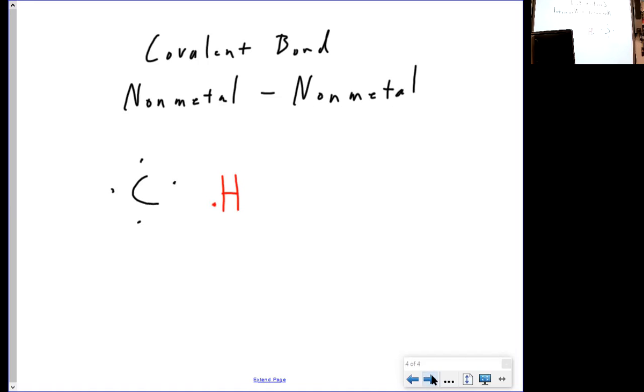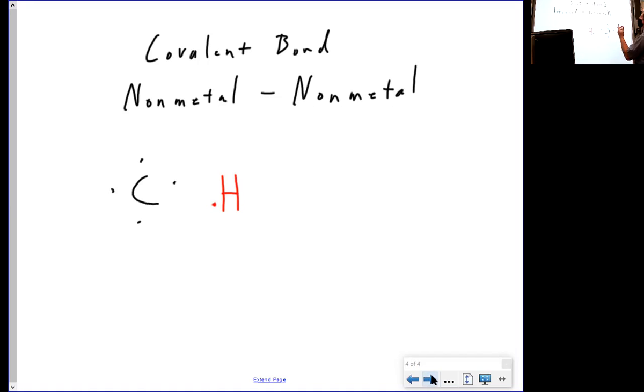So helium and hydrogen are the only guys on the whole periodic table, lithium and beryllium a little bit, that are happy with just 2 valence electrons. Most of them are happy with 8, but those guys at the top are happy with just 2 because they don't even have close to 8. Okay, so hydrogen would be happy with only 2 valence electrons.